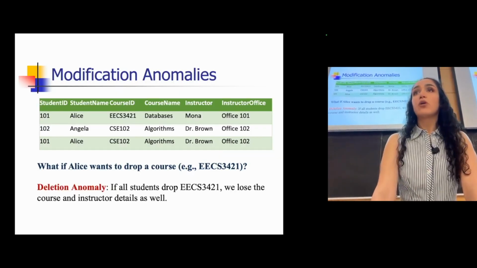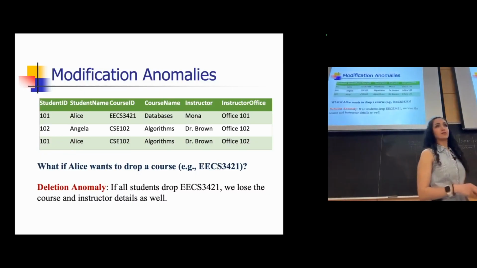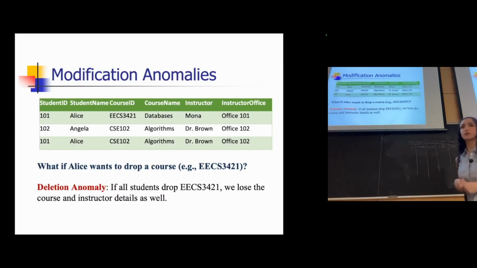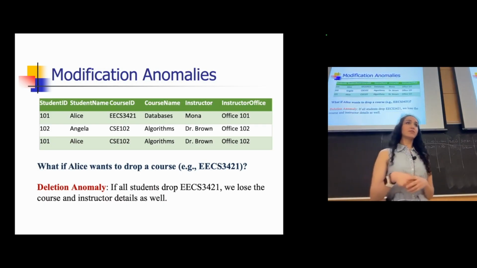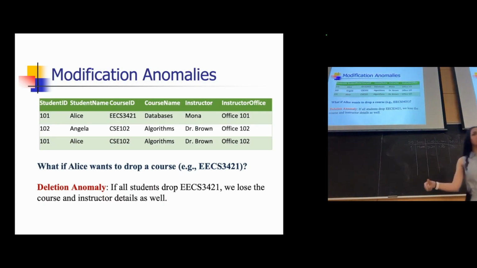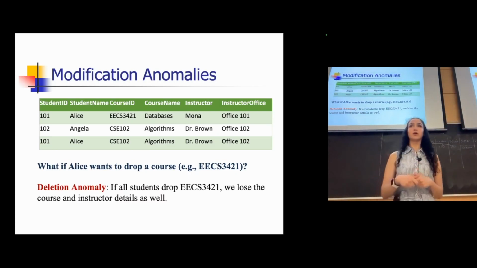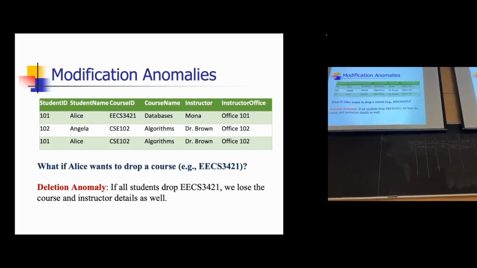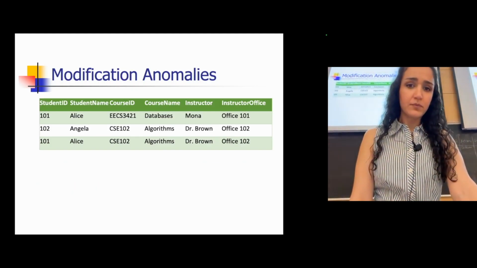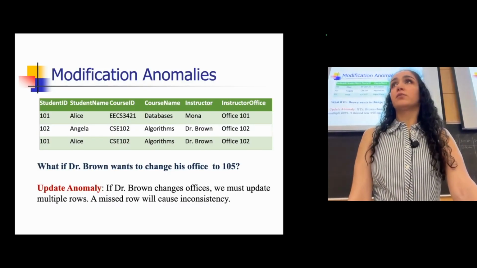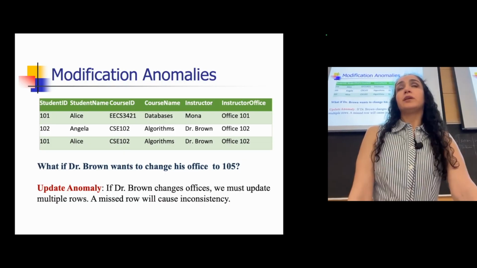If a student drops a course, we lose the course and instructor details as well, right? The same if you delete an instructor, you again lose all other information, especially if that instructor is teaching only one course and no other instructor is teaching that course. Let's say I'm the only one teaching database, right? And then if you delete me from your table, you will lose all the information about the database course as well, right? Maybe you want to see the course description, the credit of the course, and so on, and you will lose that information. So this is not efficient. And what if Dr. Brown wants to change his office? I already explained, right? Then you have to update multiple rows instead of one.